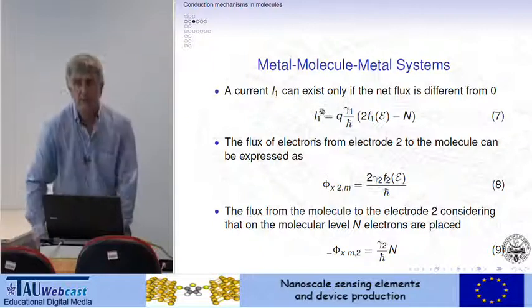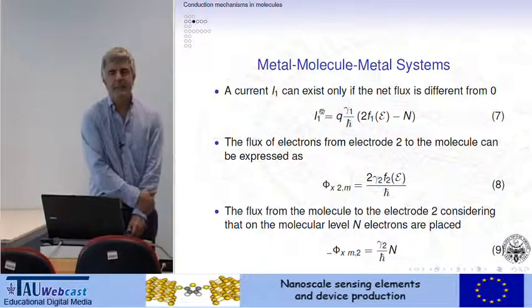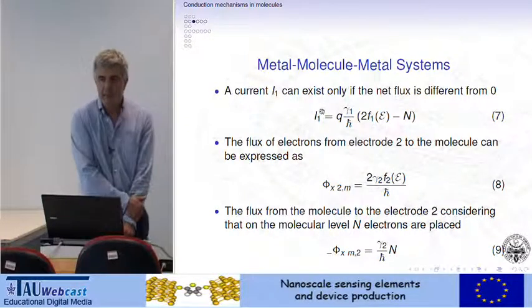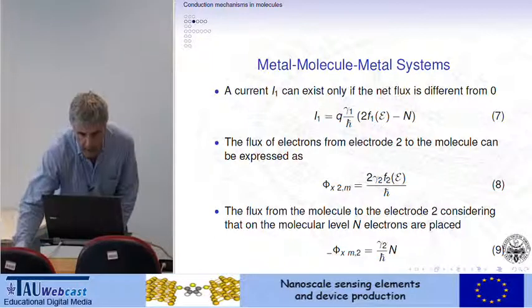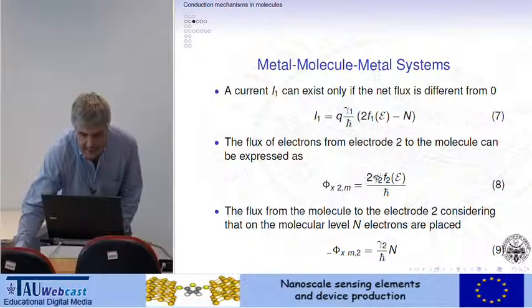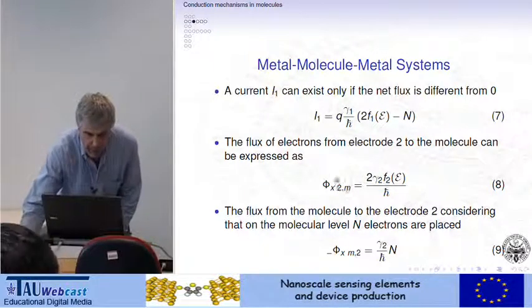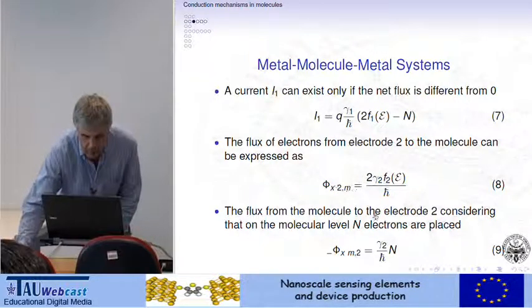It's clear for us that I1 is 0 when the system is at the equilibrium, because, as I said, we know that the two fluxes are exactly the same. We can do the same analysis on the second electrode. The second electrode has a flux from the electrode to the molecule, with this expression. The only change is the 2 instead of 1, but it's exactly the same.